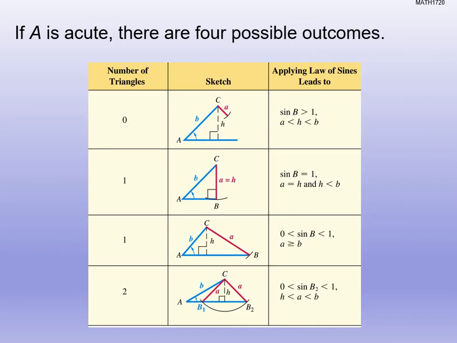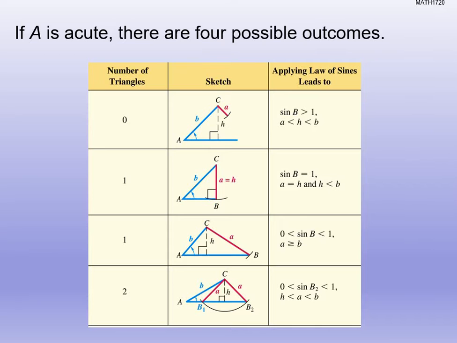So make sure that you write this down in your notes with the sketches and the number of triangles that it produces. Okay, so what you have to think about is applying our domain and range to our sine function here. So if sine of B is greater than 1, right? Sine has to go between -1 and 1. We're going to get no triangles, because it doesn't exist.